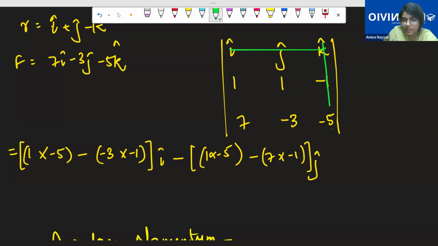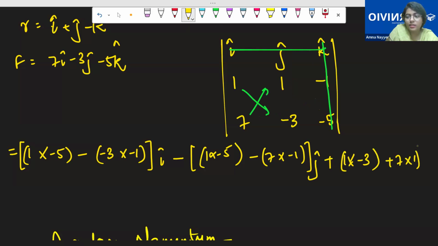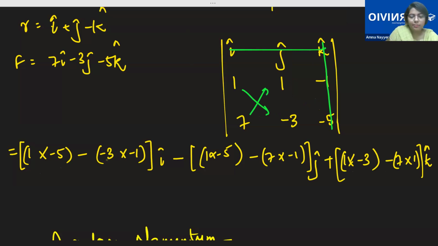And then we have the k cap. Here k cap is present, so this gets multiplied to this. We have plus for k cap: 1 into minus 3 minus 7 into 1. Oh yes, this is minus, correct. So our answer will be: minus 5 here, minus 3 into minus 1 is 3, and here a minus sign, so minus 5 minus 3, that is minus 8 i cap.